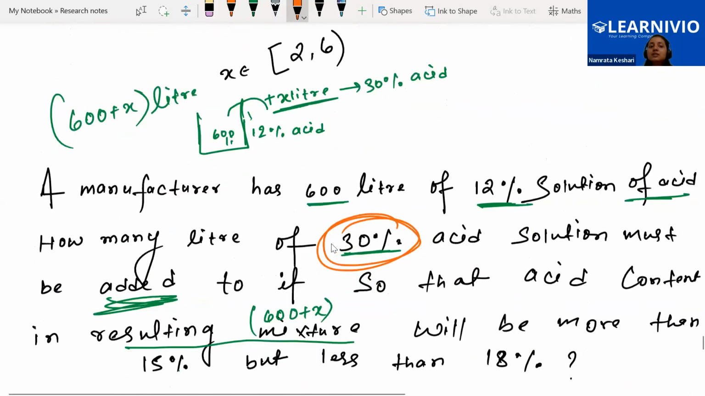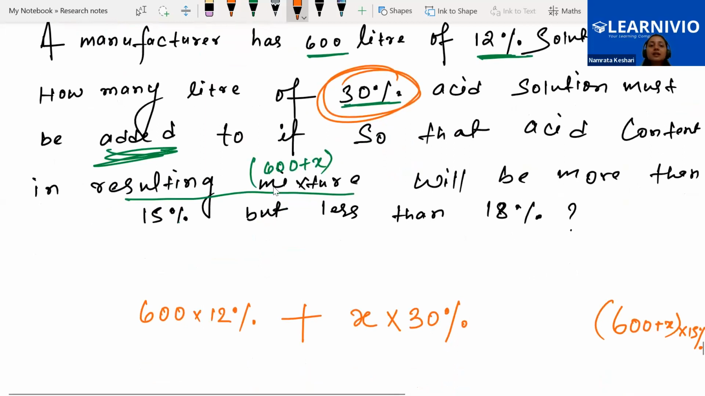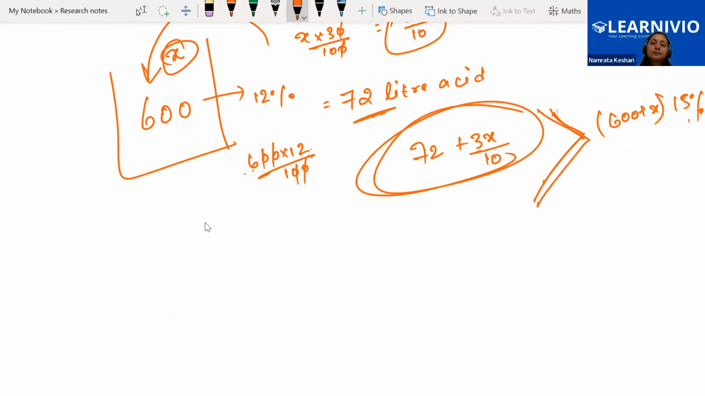Now what the question says: a manufacturer has 600 liter of 12% solution of acid. How many liter of 30% acid solution must be added to it so that the acid content in the mixture will be more than 15%? Whatever acid we have for now has to be more than 15% of the total. Am I making sense to all of you?